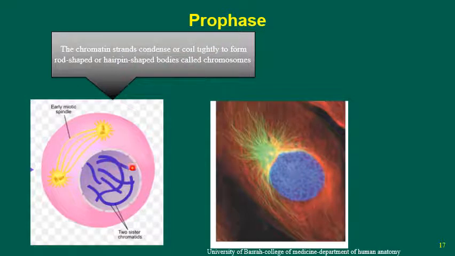First, the chromatin strands condense or coil tightly to form rod-shaped or hairpin-shaped bodies called chromosomes. When first seen, the chromosomes appear as long and thin threads. This marks the beginning of prophase.